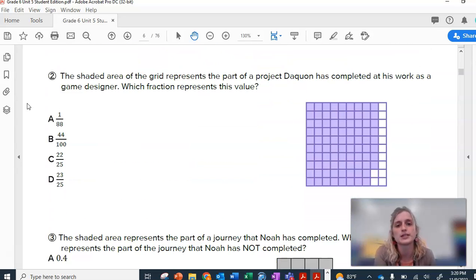The shaded area represents the part of a project that he has completed. What fraction represents this value? Again, you're counting up your shaded ones. You're making a fraction out of the total. Don't care if it's shaded or unshaded, just how many squares. This would give you 88 out of 100, which you're going to have to simplify before you can find your answer.